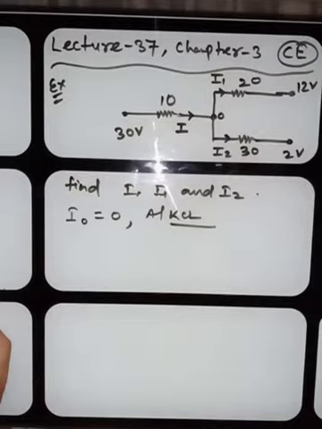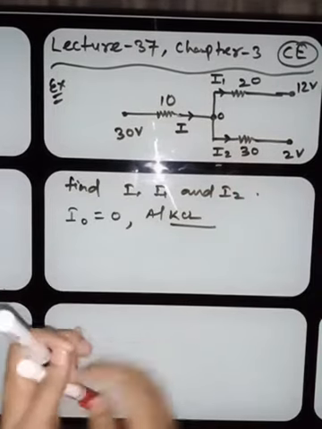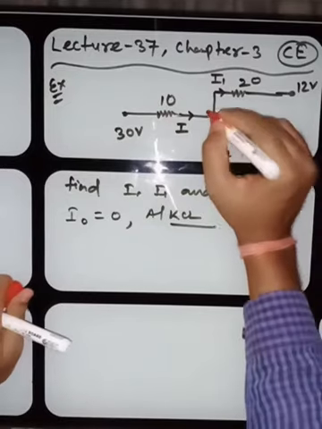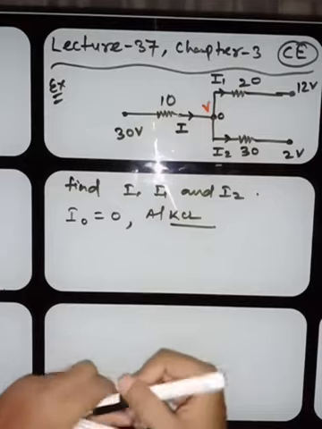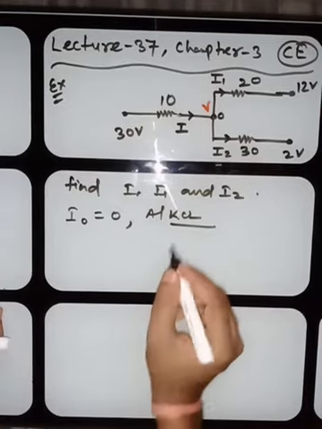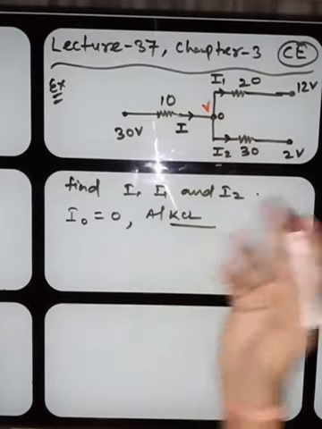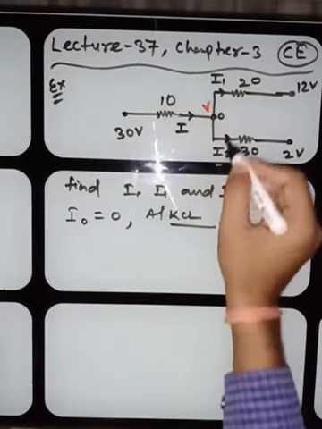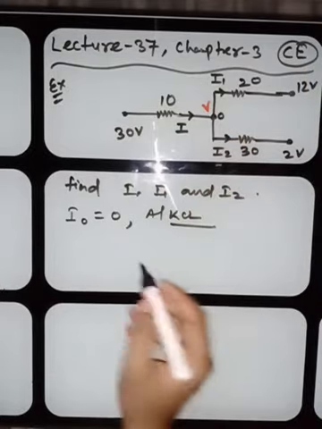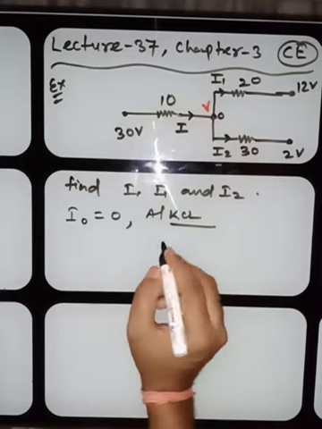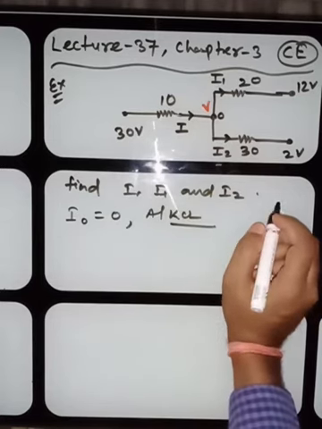My dear student, let the potential at O be V. We don't know it. So we can write here V minus 30. Remember, we don't have direction also. Although direction is given, suppose this V is at high potential. V minus 30. What we have to do actually is that the net current is zero, and we know that the current is V by R.